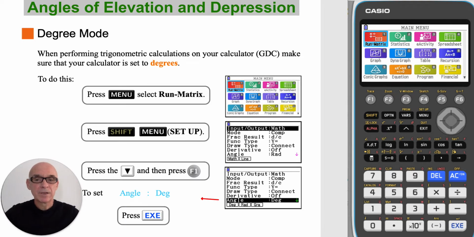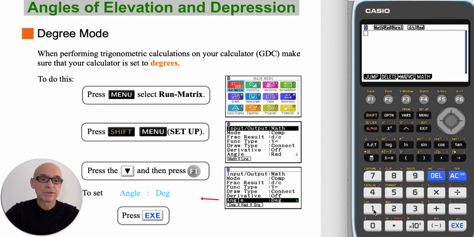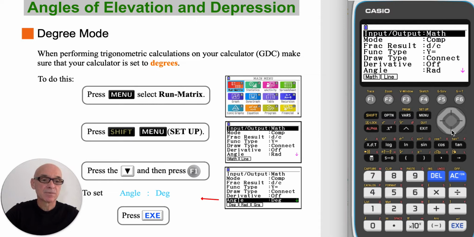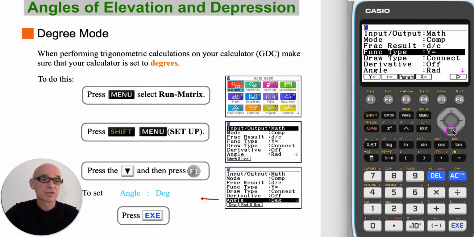When performing trigonometric calculations on your calculator, make sure that your calculator is set to degrees. To do this, from the main menu, select Run Matrix and press Shift Menu to enter Setup. Use the down cursor to scroll down to the angle option and press F1 to select degrees, and then press Execute.